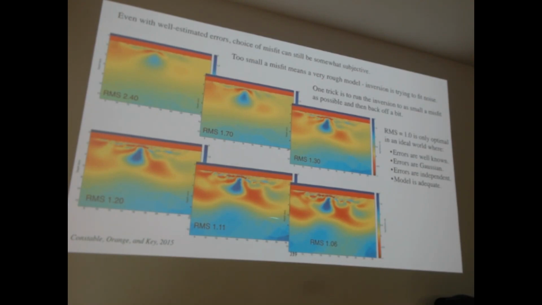What I like to do is to drive an inversion down to as small a number as possible and then back off a little bit. This tells me how good my error estimates are and my model parameterization, and then I can say, okay, well, I don't want a least squares solution. I like something that's a little smoother.